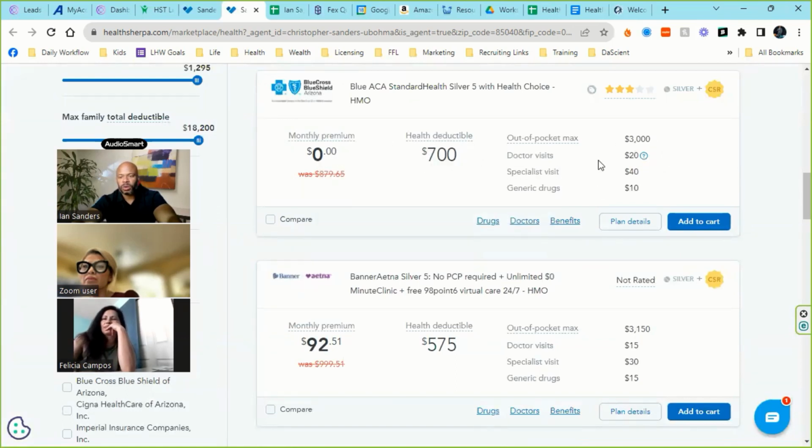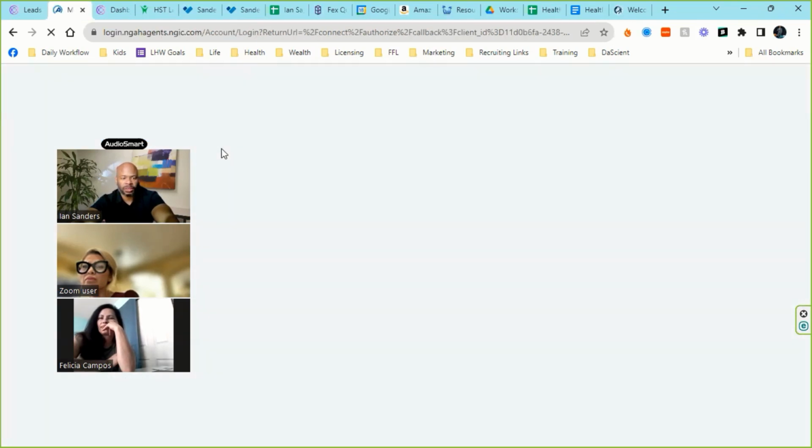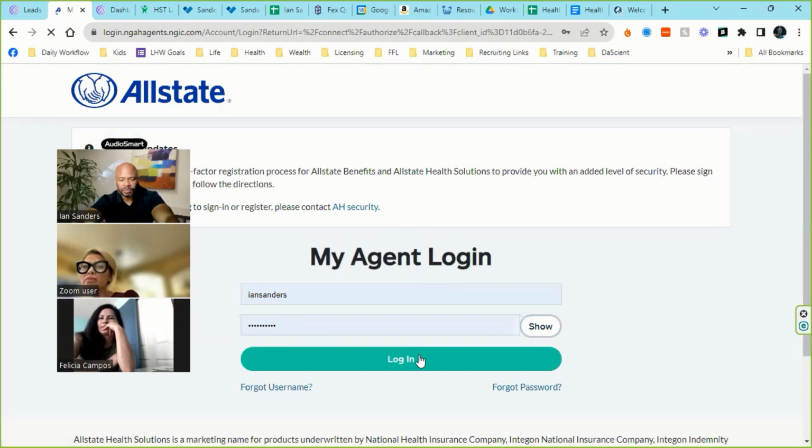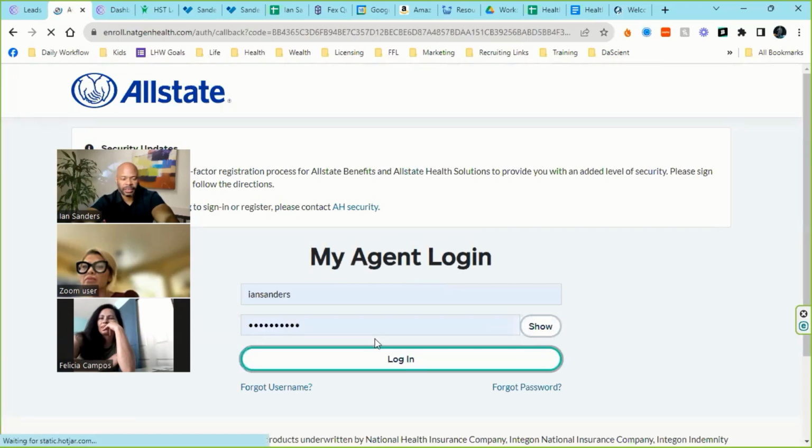So, all right. The next thing that you'll always want to do is figure out how to get rid of this, especially if they're saying that they have about $300 for their health insurance. So the next thing that you'll want to do is go into Allstate. And this is where you're going to find the supplement plans.